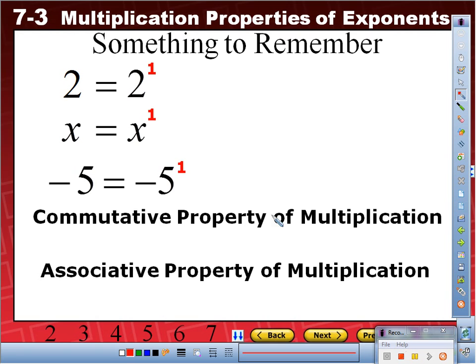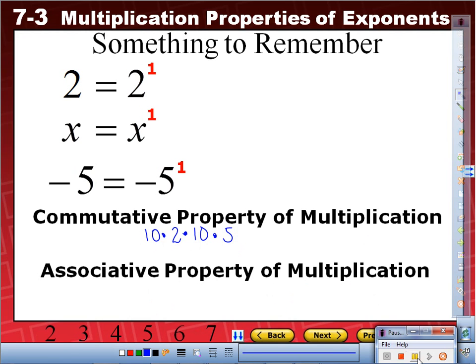For the commutative property of multiplication, I want you to write, I'm going to do that in blue, 10 times 2 times 10 times 5. All right? So, commutative and associative.